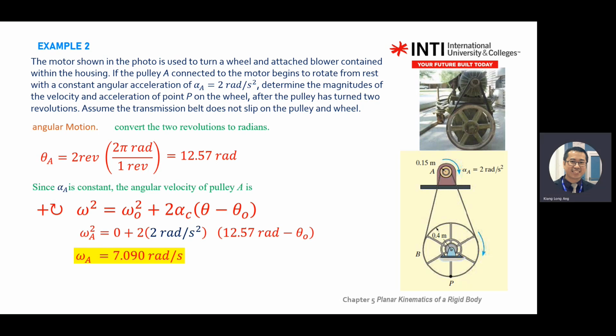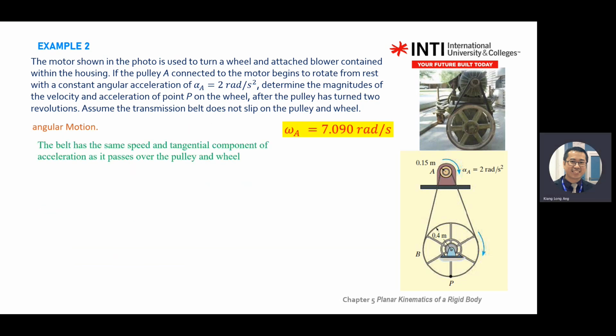Then you solve the equation. You square root it, you get 7 point something, unit radian per second. In this case, you follow the diagram. For A, you follow the blue arrow, it is a clockwise direction.